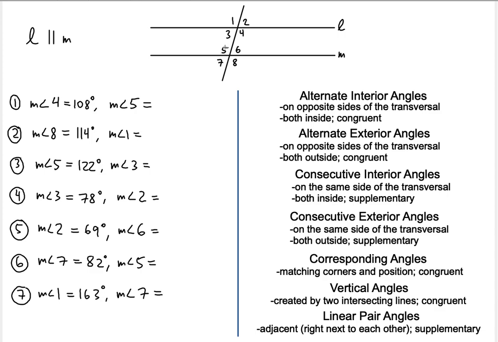Whereas alternate interior angles, 4 and 5, don't share a vertex, right? There's no point that they share. 4 has its own vertex and 5 has its own vertex. It's not the same vertex that they have, 5 and 4, right? So this way you can tell the difference between alternate interior angles and vertical angles, right? So as you can see, opposite sides already makes you think of alternate. You already know it's not going to be vertical angles, and you know it's not going to be a linear pair either, because linear pair is adjacent, right?